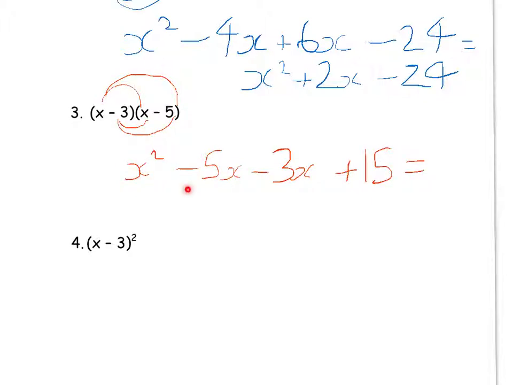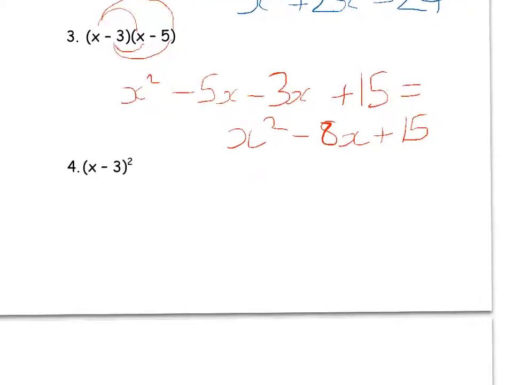Now remember, we can collect together these because these are like terms. So we've got minus 5x and minus 3x, which, minus 5 take away 3, gives us minus 8x. So we've got x squared minus 8x plus 15. Right, next.